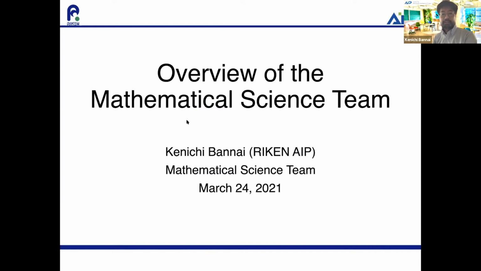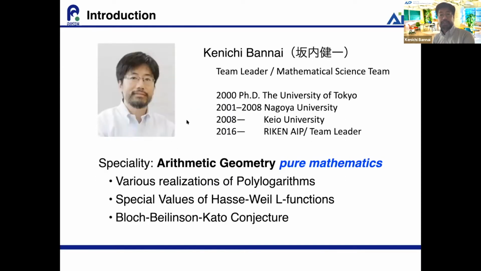So first, a very simple self-introduction. My name is Kenichi Banai. I'm the team leader of the mathematical science team, and I've been affiliated with RIKEN starting in 2016. My specialty is arithmetic geometry, which is a field in pure mathematics. And up until very recently, I've been studying various realizations of polylogarithms, special values of Hasse-Weil L-functions, and the Bloch-Kato conjecture, which is pure mathematics and has nothing to do with informatics or machine learning.